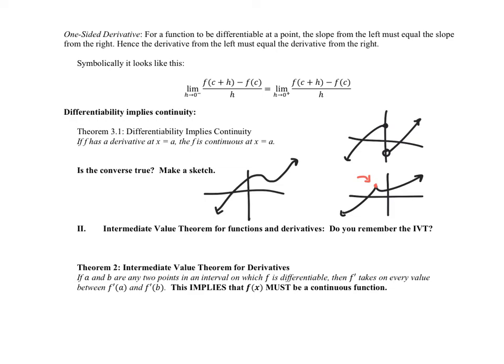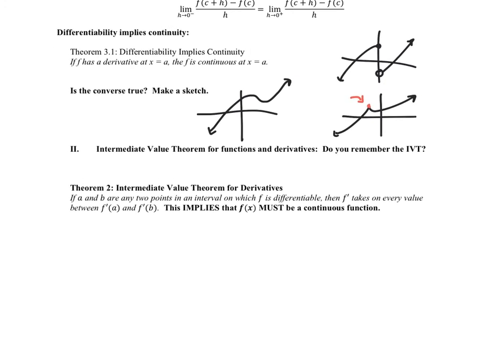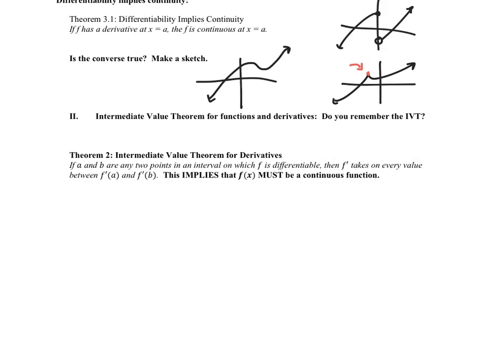All right, so let's talk about, finally, the intermediate value theorem for functions and derivatives. So we remember the IVT, right? IVT says if the function is continuous on an interval, the function has to take on all points in between f of a and f of b within that interval, right? At least once. Now, there might be points that are outside of the interval of the original outputs, but it takes on all values between the two at some point.